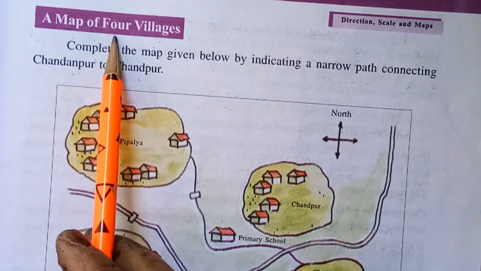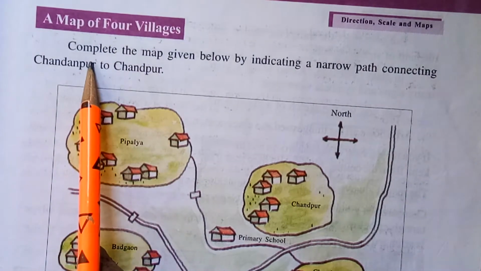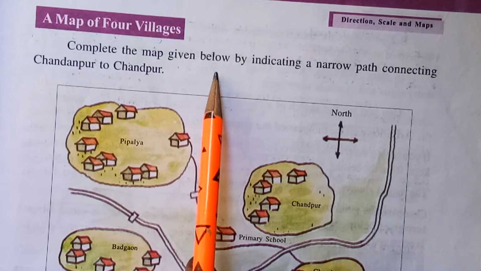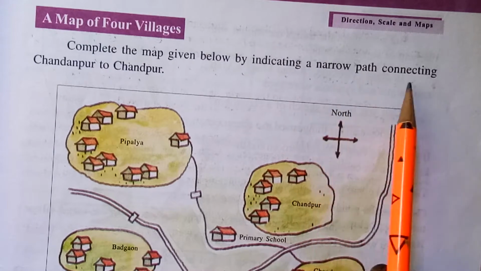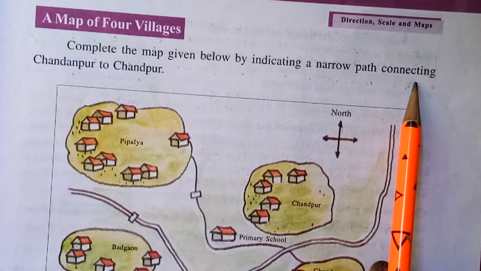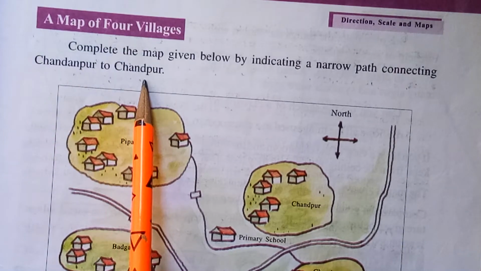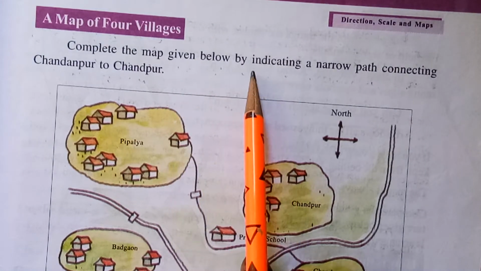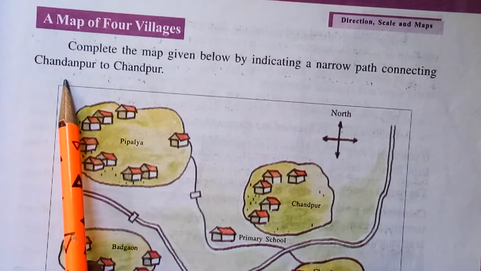A map of 4 villages. Complete the map given below by indicating a narrow path connecting Chandpur to Chandanpur.